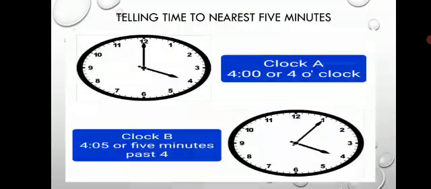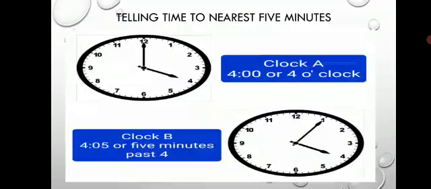In clock A, the hour hand is at 4 and the minute hand is at 12. So the time shown is 4 or 4 o'clock. Now in clock B, the hour hand is at 4 and the minute hand is at 5. So the time is 5 minutes past 4, or we can say it as 4:05.